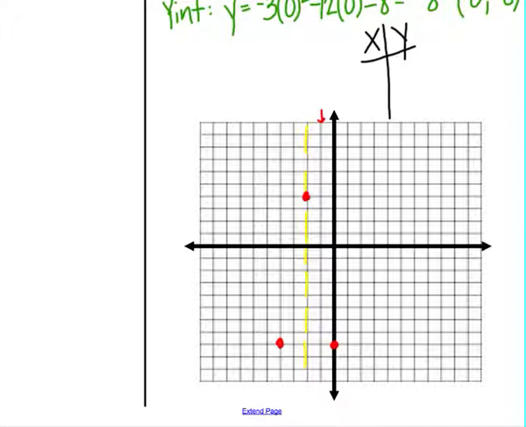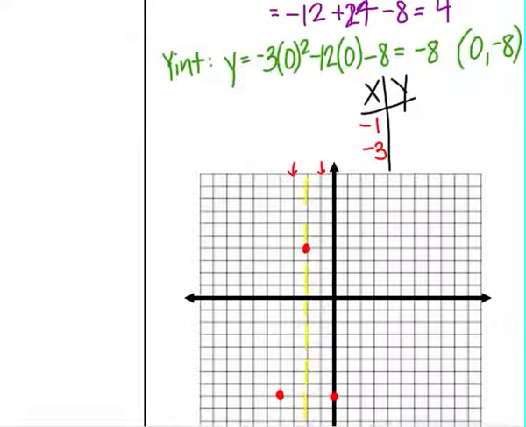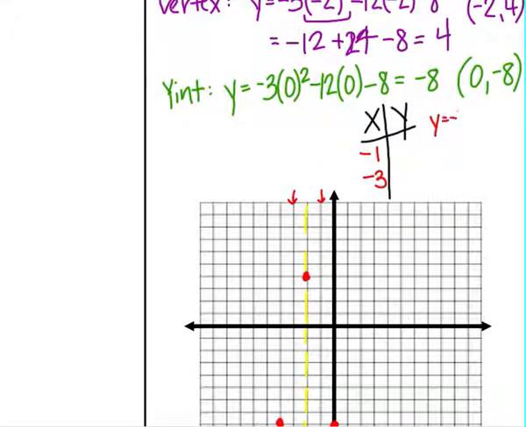I'm going to go here and here because those are in between. So -1 and -3. If I put -1 into my equation, I get y equals -3 times -1 squared minus 12 times -1 minus 8. -1 squared is 1. That would be -3 plus 12 minus 8. -3 plus 12 is 9. 9 minus 8 is 1. So therefore, that point is going to be -1, 1, and therefore -3, 1.